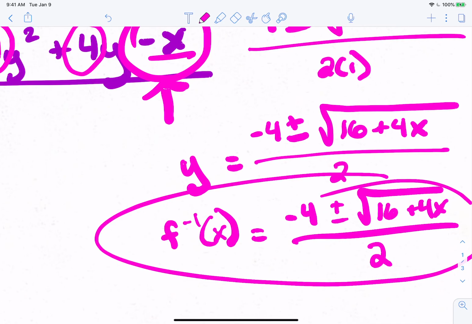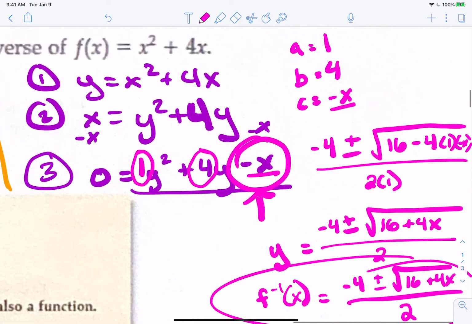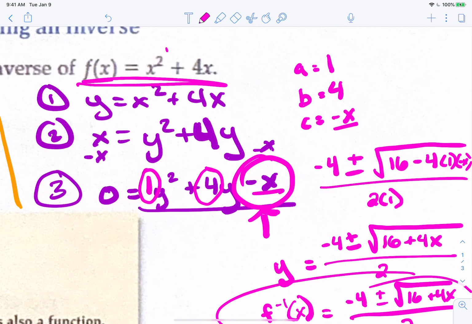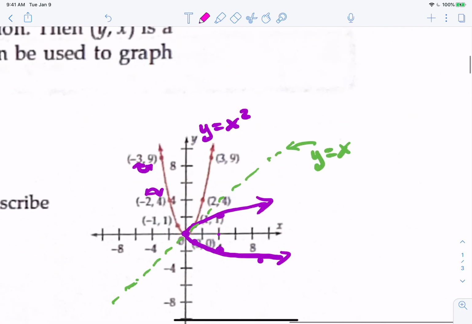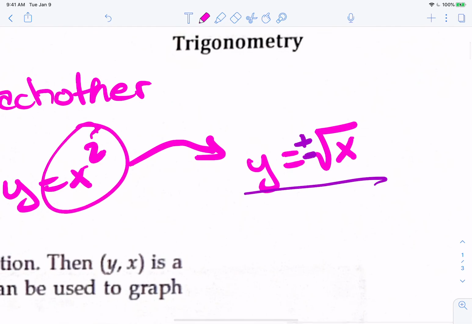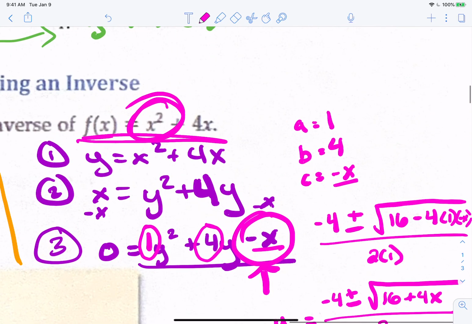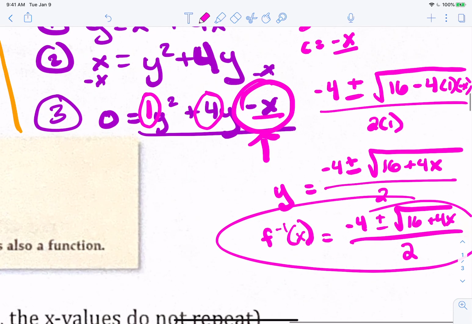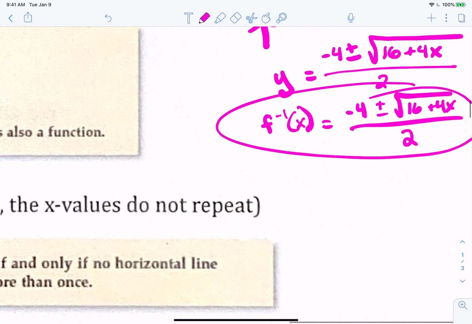Okay? Now, let's look at the original equation. It was a quadratic function, like x squared. What was the inverse of x squared? Square root, right? But since it's not just x squared, since it has that 4x in there, it's not just the square root, but it has a square root involved in it, yeah? Does that make sense? So, it's kind of gross.